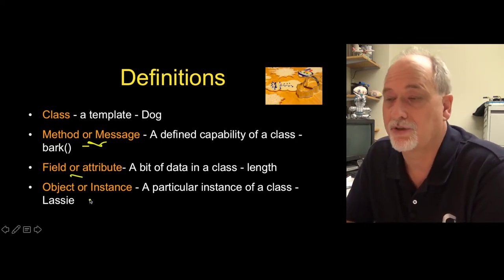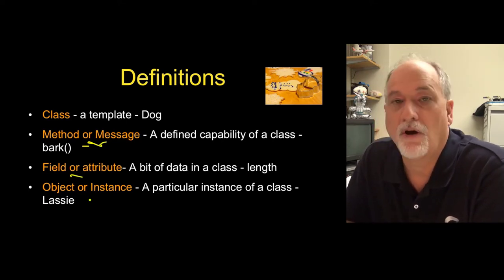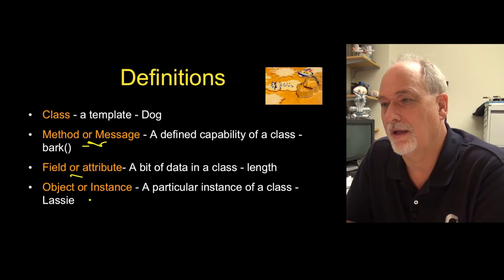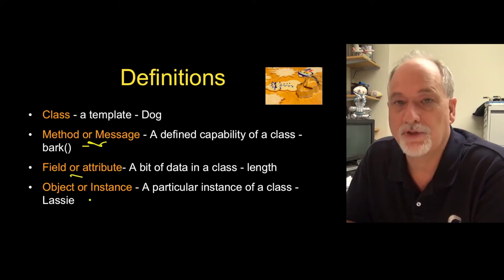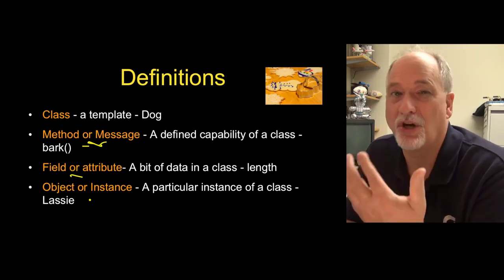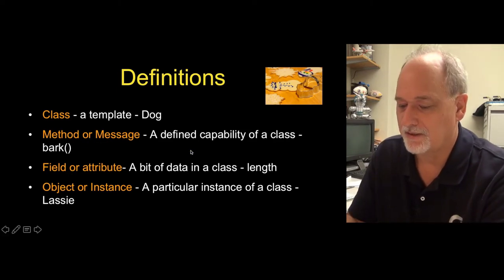If you look at some object-oriented patterns like Smalltalk or Apple, they often call these messages. So you can either access a method inside of a class or an object, or you can send a message to the object. The same is true for field and attribute. It's just a chunk of data that's in the object that you may or may not have the right to access.